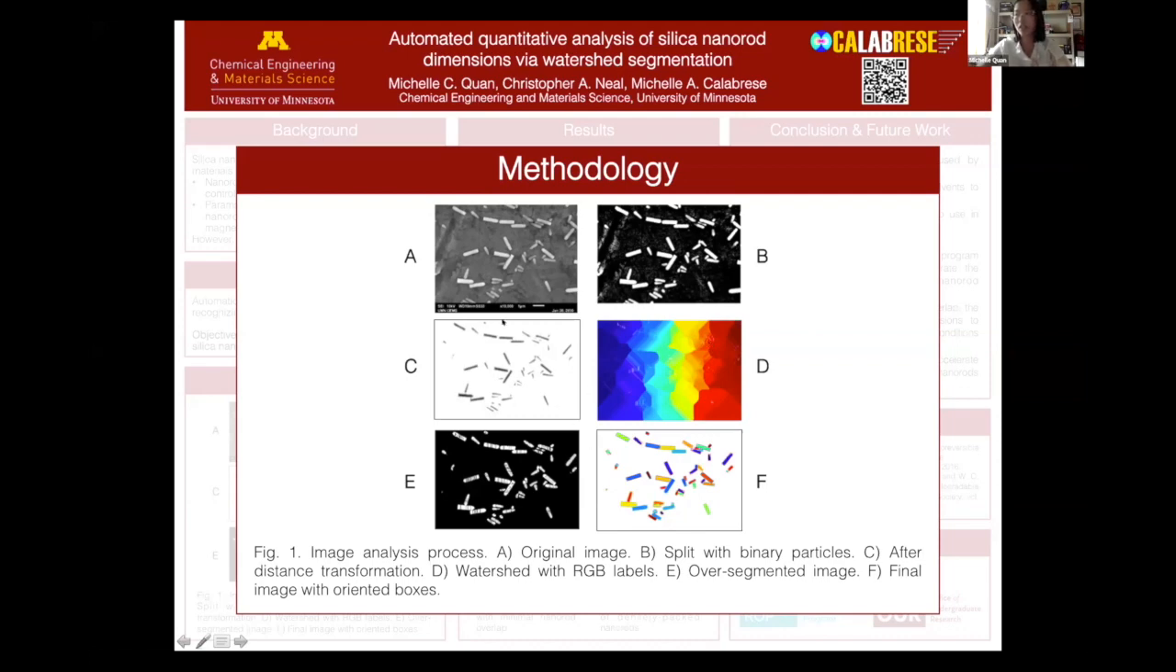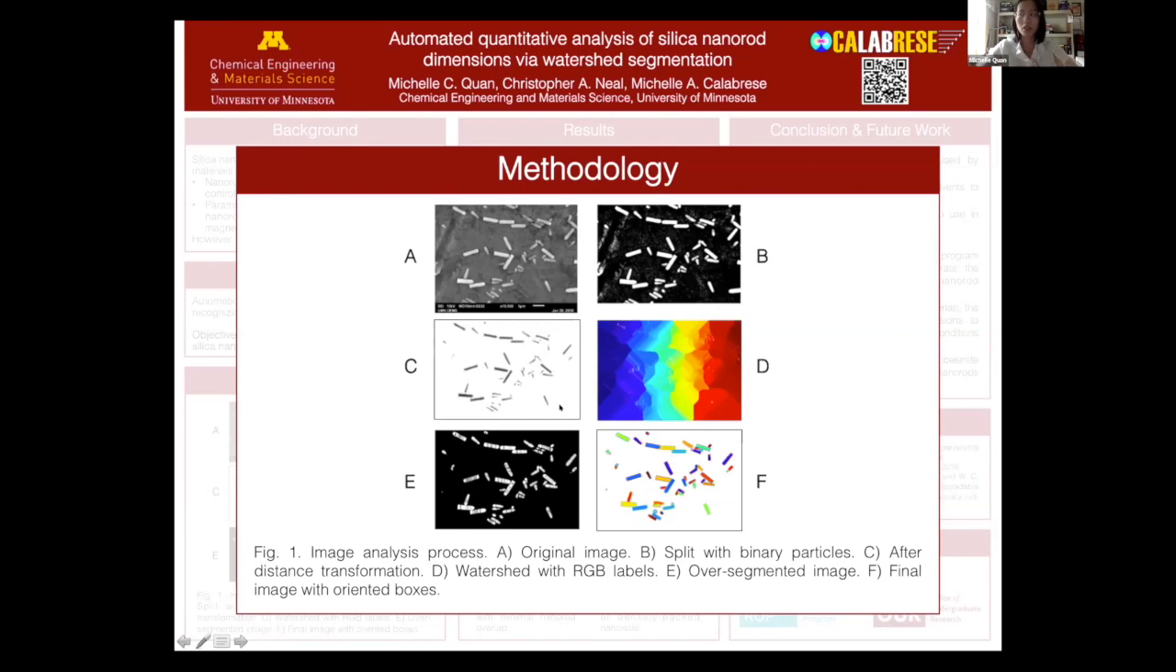Image C demonstrates this. The basic concept of a distance transformation is to measure the distance from every pixel to the nearest pixel of interest. In our case, the pixels of interest are the nanorods themselves. The nanorods here in image C end up being black because they have a distance of 0 because they are the pixels of interest. Whereas all of the other pixels have a non-zero integer and have shown up as white.